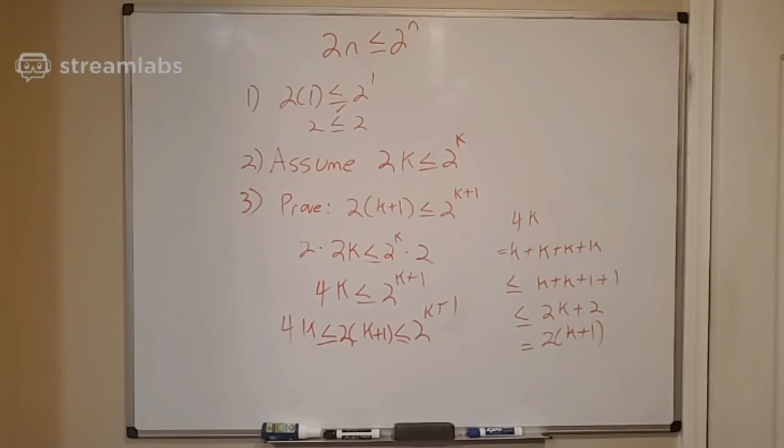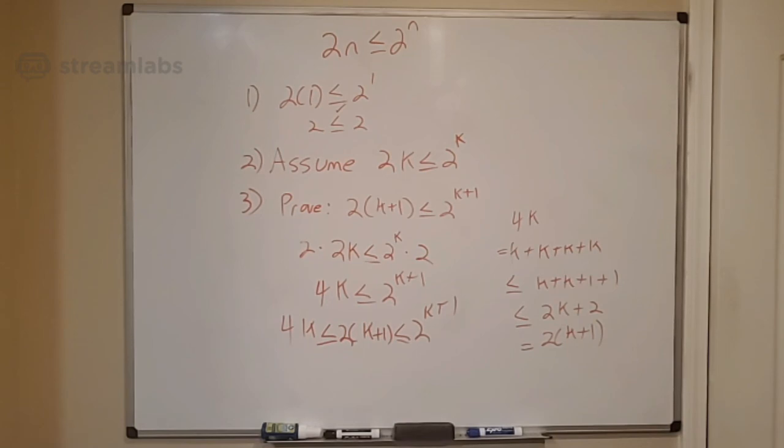So, on the right-hand side, you go from k plus k plus k plus k to k plus k plus 1 plus 1? Yes. How? Because see the sign in between them? Oh, that's like the same line. That's a less than or equal to thing.